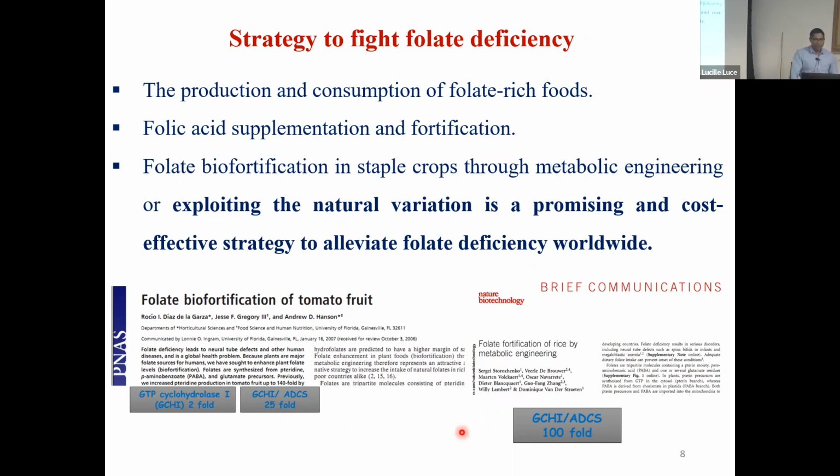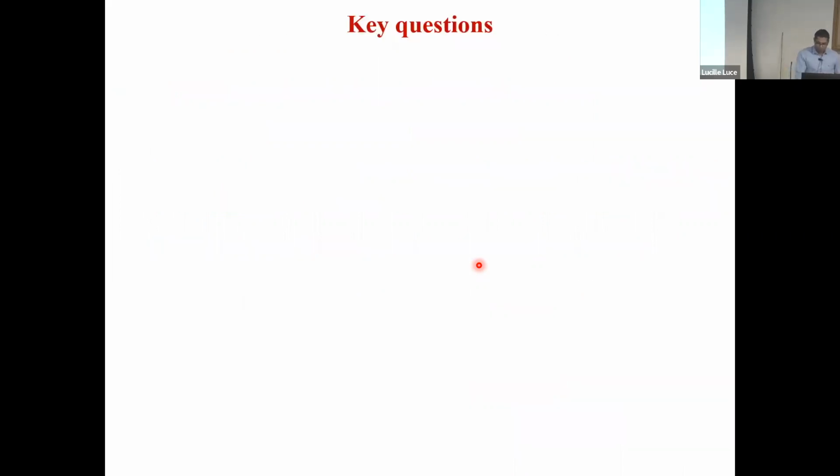So the alternative is to explore the genetic diversity and natural variation. It is a cost-effective and promising strategy to alleviate micronutrient deficiency. In our study, we have explored natural variation. So based on this background, we have asked a few key questions.